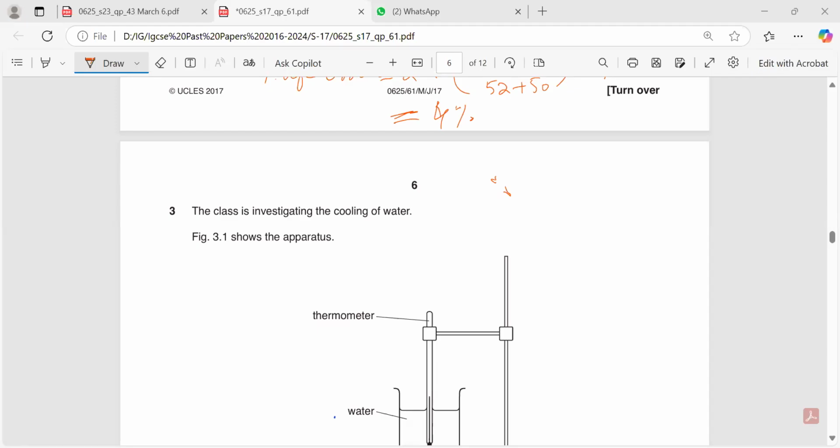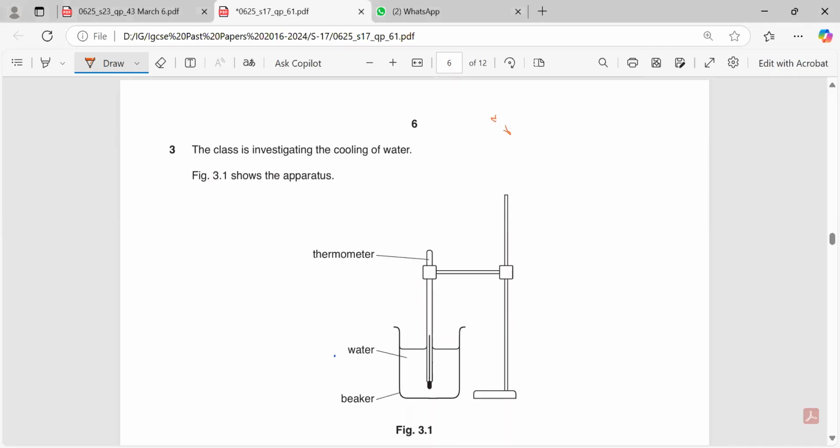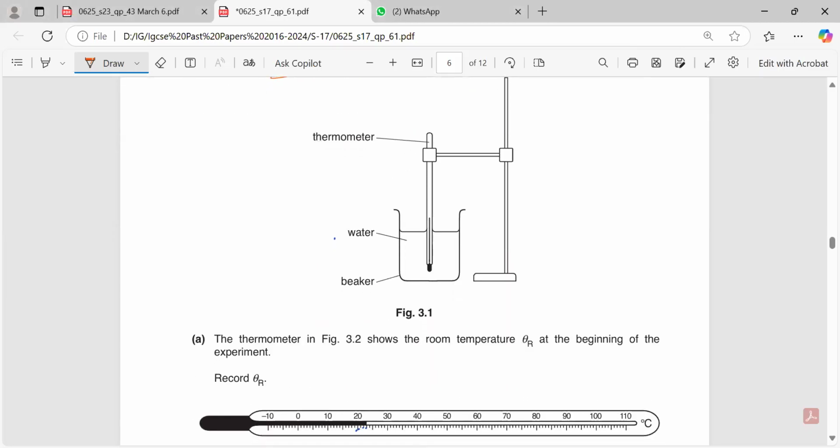Okay, dear friends, again we are solving the same paper, May June 2017, paper 6 variant 1, and our question is right now on thermal physics. The class will be investigating the cooling of water. So the class is investigating question number 3. The class is investigating the cooling of water. Figure shows the apparatus.